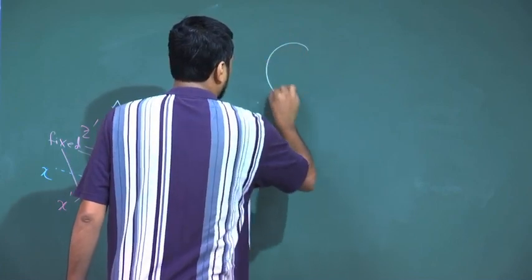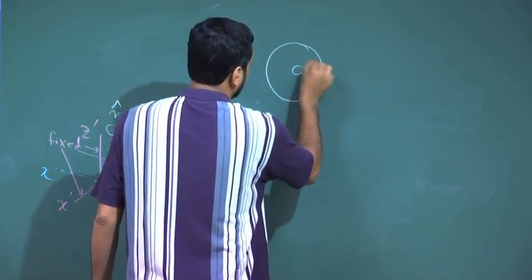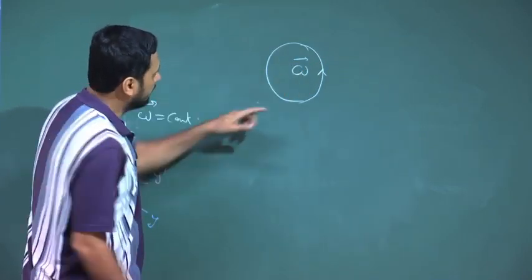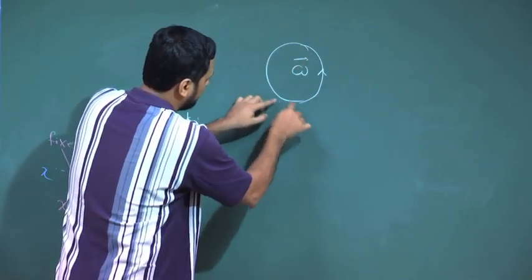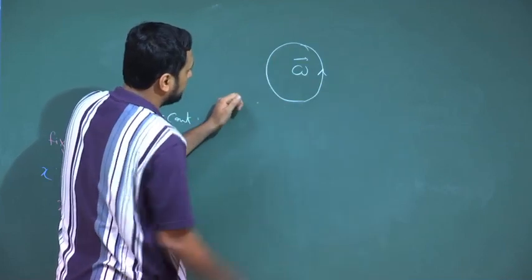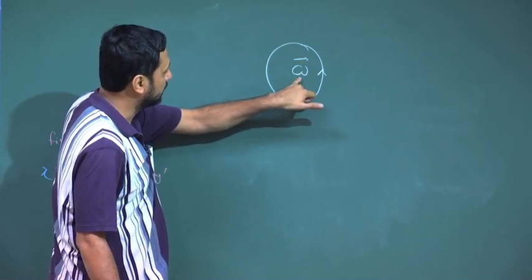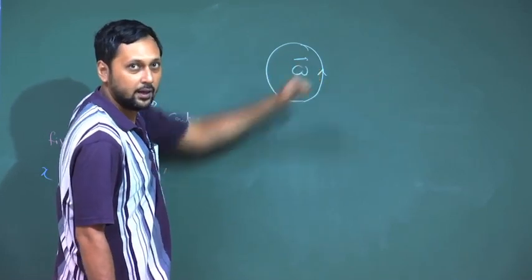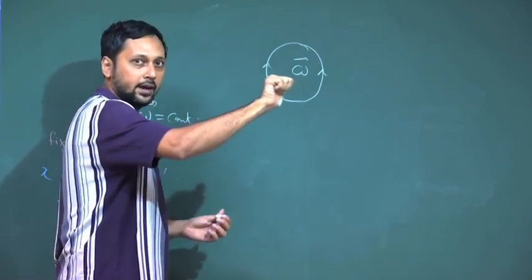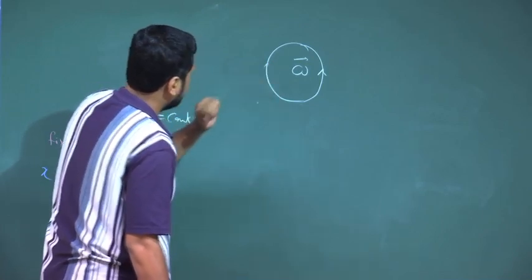Let us assume a point moving on this circle with a uniform angular velocity omega. So probably we all know this: if the point is moving on this particular frame in the anticlockwise direction, then the axis of this angular velocity omega is out of the plane. And if it is going in a clockwise direction, then the direction is inside the plane. Okay. So, I hope we are familiar with this notation.